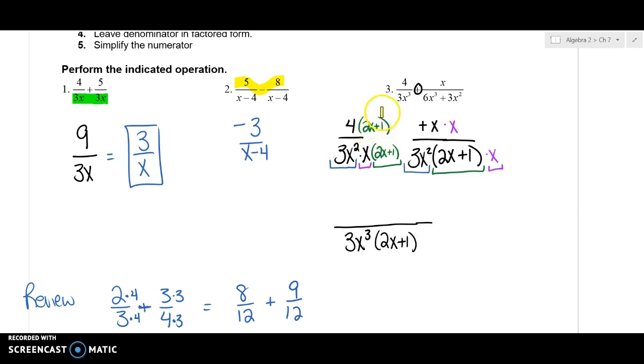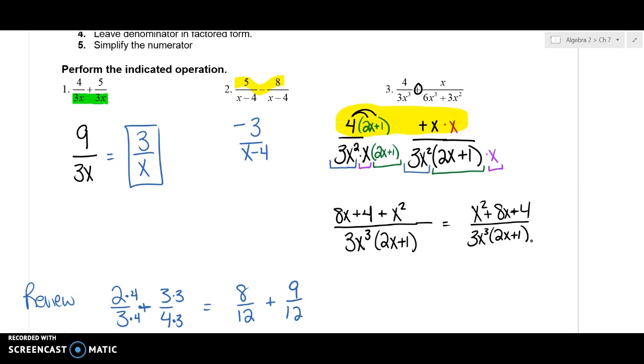What we really need to do is this stuff, which is going to involve some distributing and some adding. So 4 times 2x is 8x. 4 times 1 is 4. Plus x times x, that would be plus x squared. Do you like how that's currently written? Why not? The x squared really needs to be first. So x squared plus 8x plus 4 over 3x to the third, 2x plus 1.